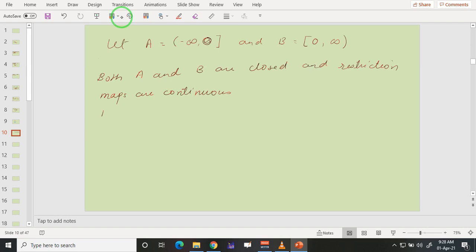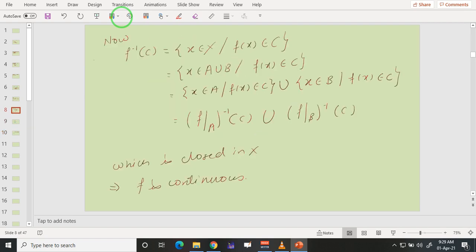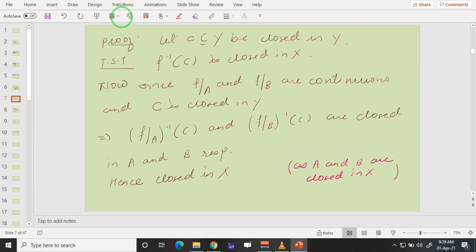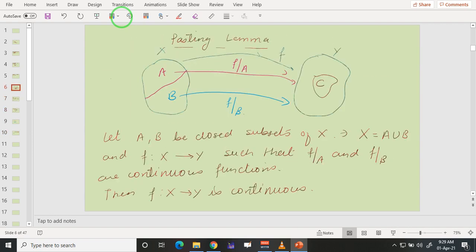Hence, we see A union B is nothing but the whole of R, and hence f is continuous. We can look out for other examples wherein you can use this pasting lemma and say that the function is continuous. And again, remember, this lemma says if the restriction maps are continuous, then the function is continuous.